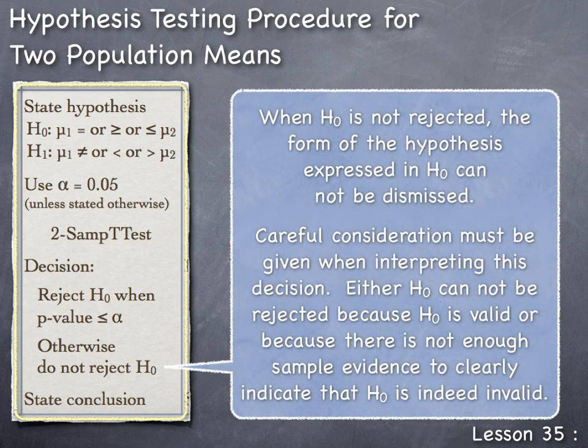When H0 is not rejected, that is, the p-value is not less than or equal to alpha, the form of the hypothesis expressed in H0 cannot be dismissed. That's because it possibly might be true. So careful consideration must be given when interpreting this decision. That's because either H0 cannot be rejected because H0 is valid, therefore we do not reject our valid ideas, or because there is not enough sample evidence to clearly indicate that H0 is indeed valid. That is, H0 may be invalid, we just don't have enough sample evidence to clearly indicate that.